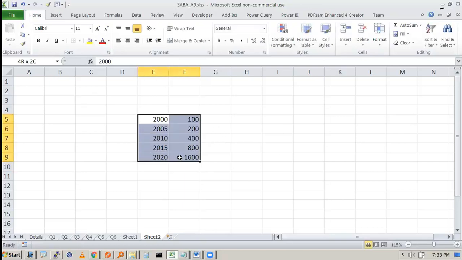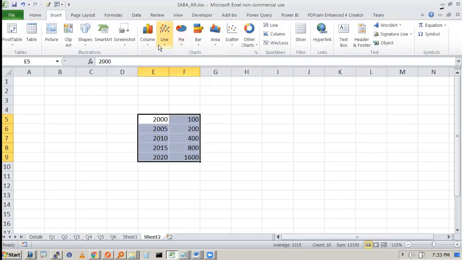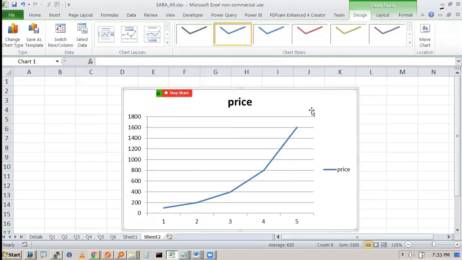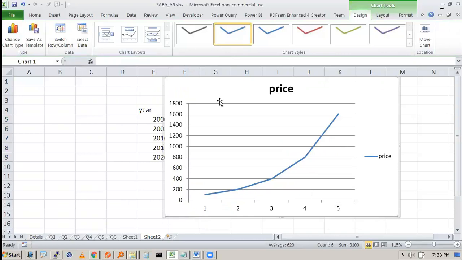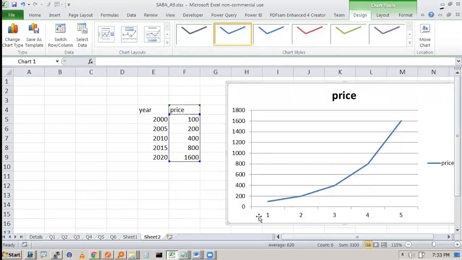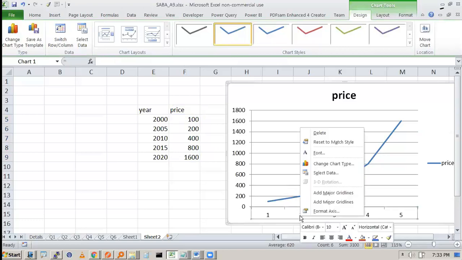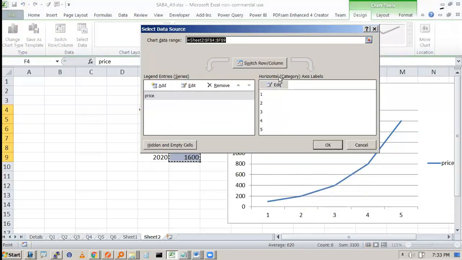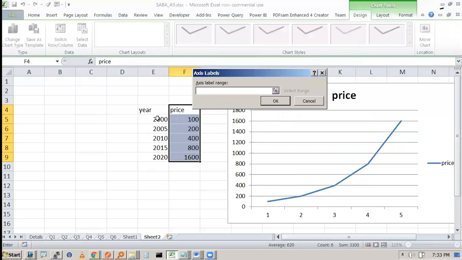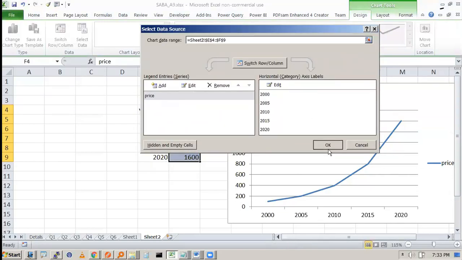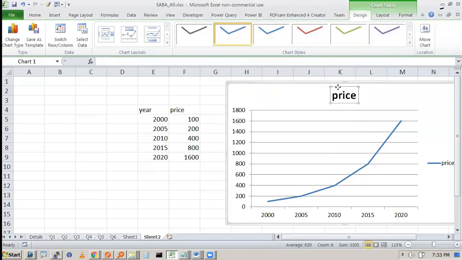If I want to show this using our normal line chart, we'll select this, price and year, and you will understand why. So this is a line chart that we have. As of now it shows year 1, 2, 3 like that, or we can change it. Select data, edit it, and make it this way. So 2000, right?